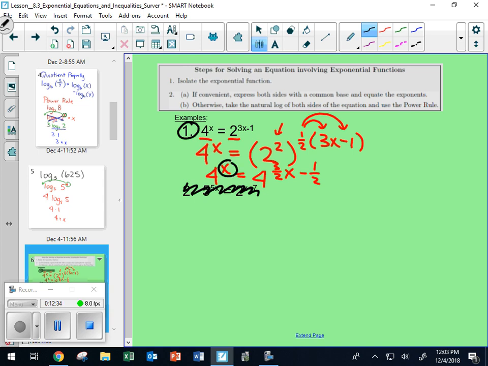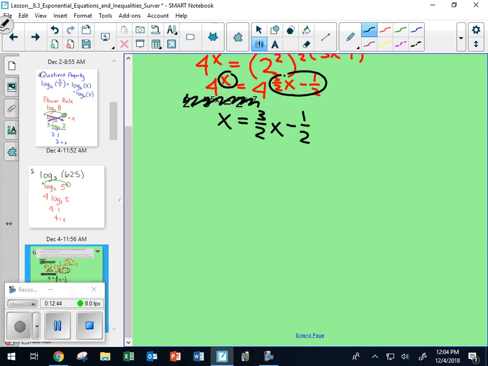So we can take our exponents and set them equal to each other now. Good to know. If we set these equal to each other, it just becomes some algebraic equation that you can solve. So if we were to solve this out, you would end up with 1/2 x is equal to 1/2, or x is equal to 1.